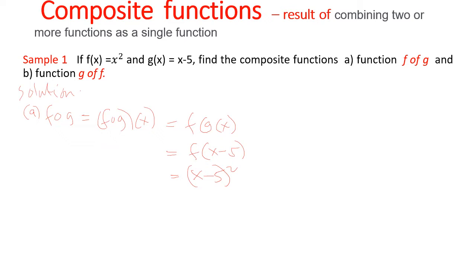So for the letter B, g of f, the g of f would mean g of f of x, so equivalent to g of f of x, equals g of x squared, equivalent to x squared minus 5.